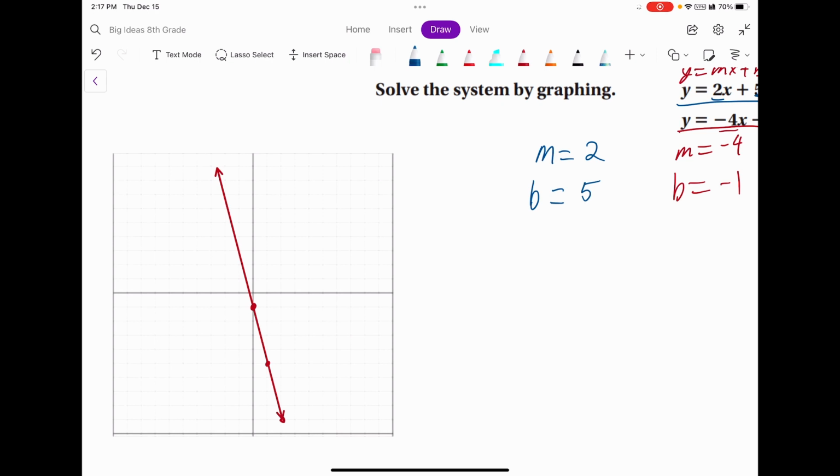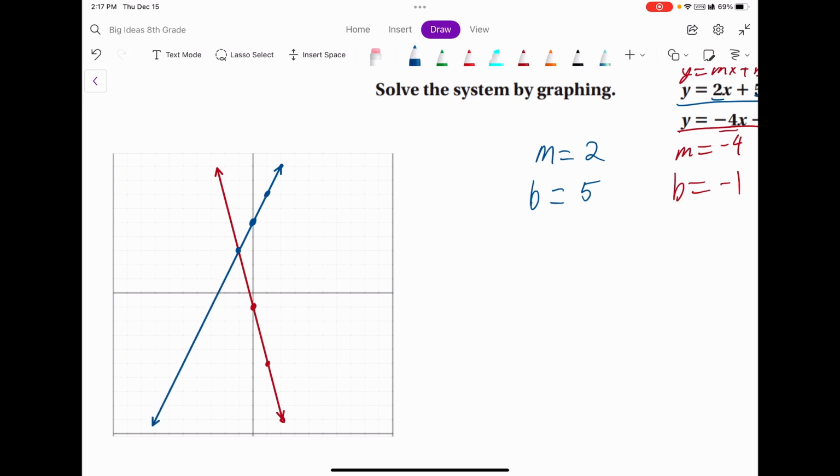Let's go with my blue pen again. My b is 5, so I'm going to go up to 5. Okay, then I'm going to go down 2 to the left 1. I can go up 2 to the right 1, and we'll go up 1 more like that. All right, so you can kind of see where my intersection point is going to be.